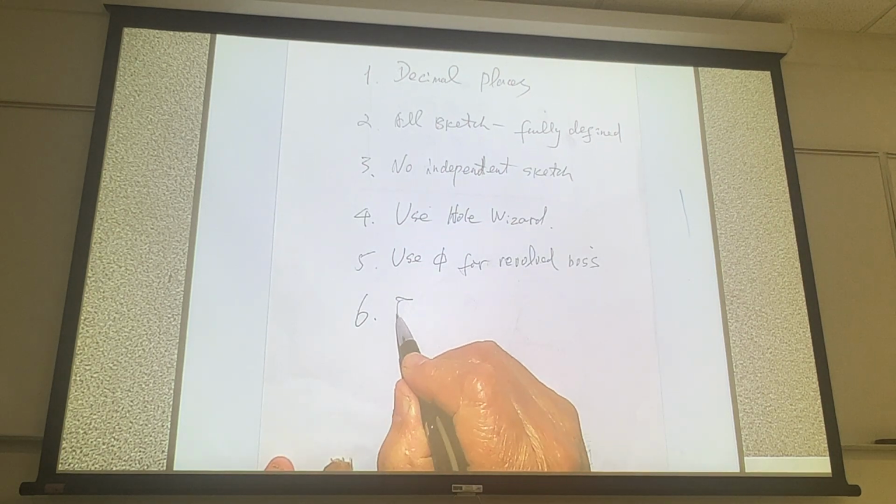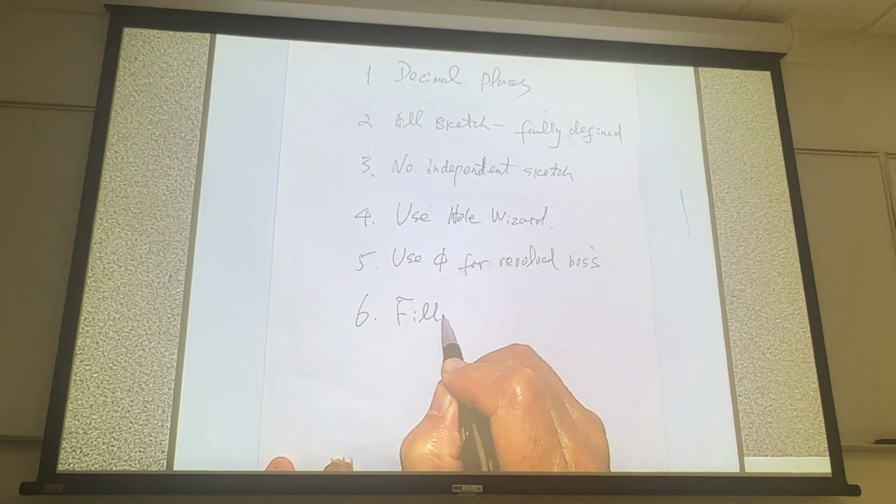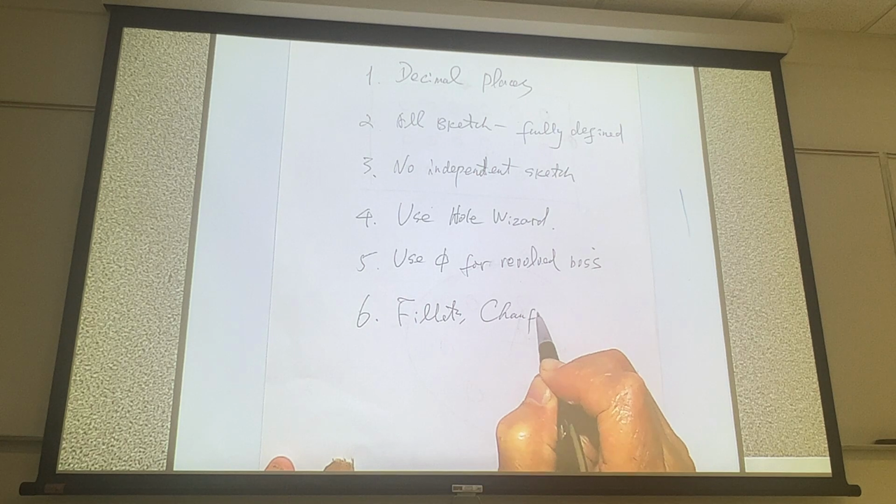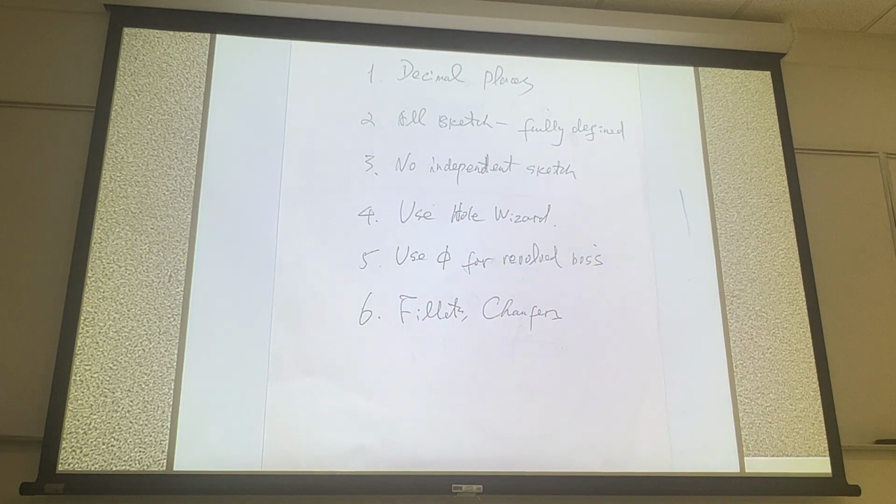About fillets and the chamfer. If there are several edges, you do the fillets or chamfer, right? Put them in one feature. Okay, if there are 4 fillets, you don't make four features. Make one feature to have all these 4 fillets.